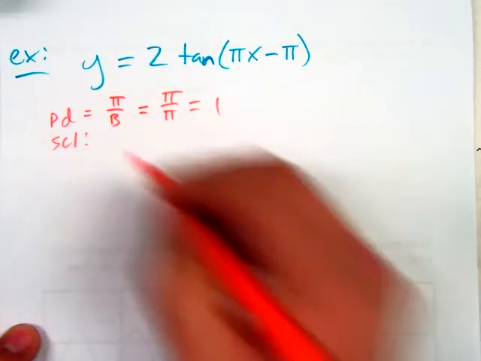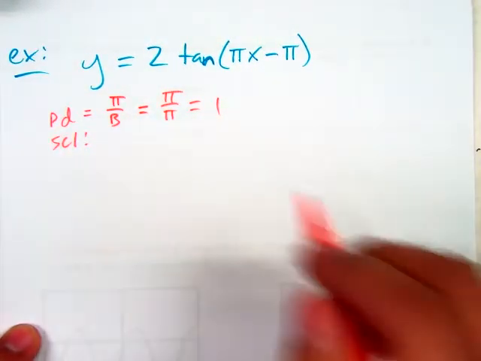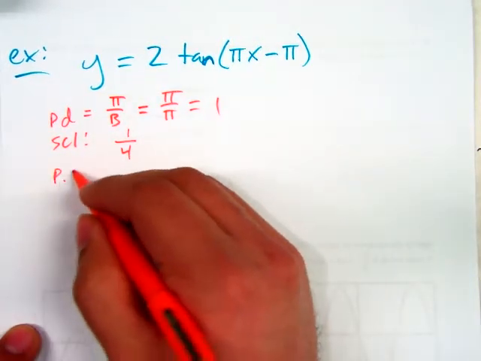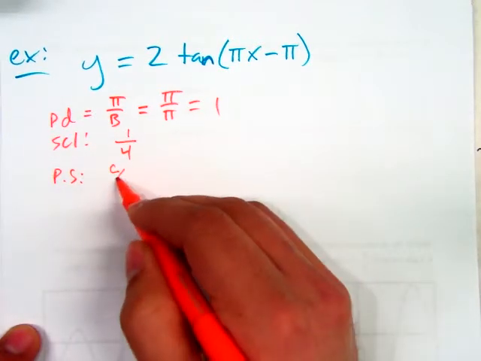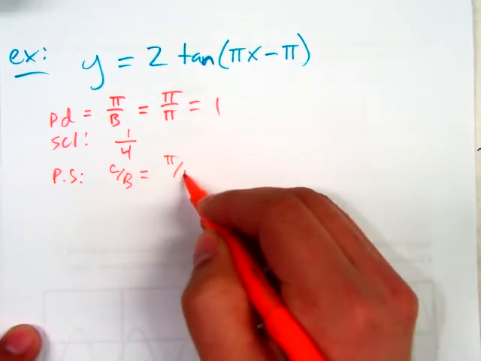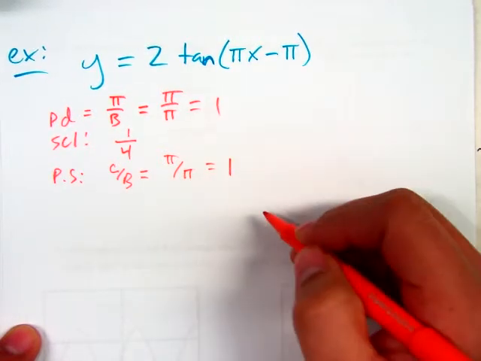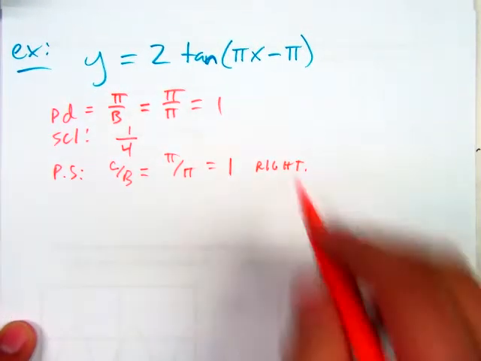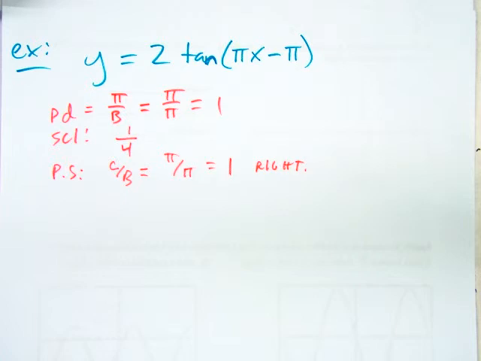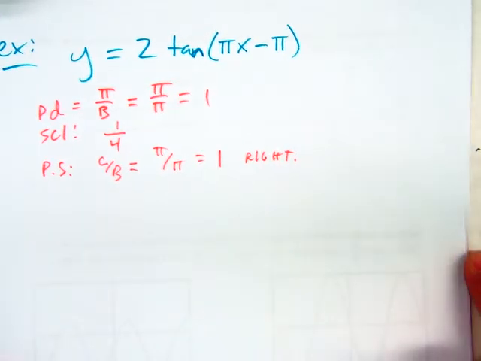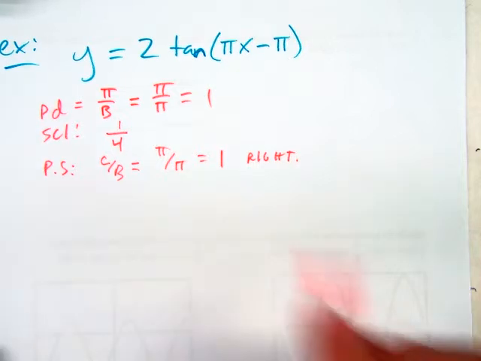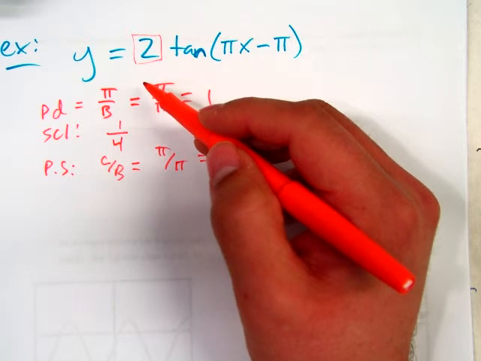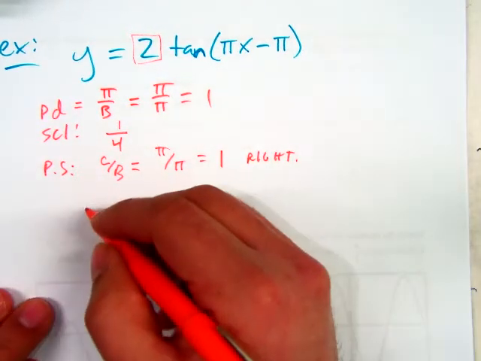My scale, you always do the same thing, which is take the period and divide it by 4. There is a phase shift. Phase shift is still c over b. So that's pi over pi, which is 1 to the right, because we're subtracting. And we don't have an amplitude, but this 2, you know those 1s that we graphed? They're now going to be 2s. That's the only thing that changes. Okay? So let's get started.